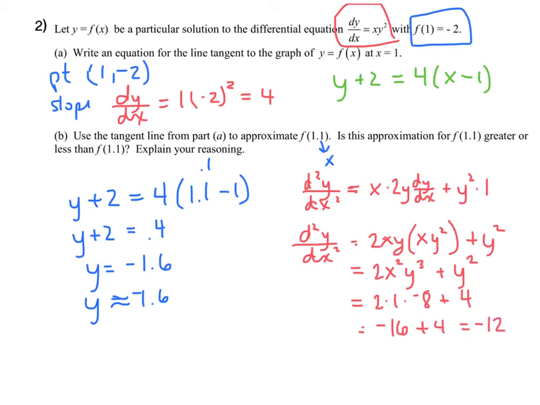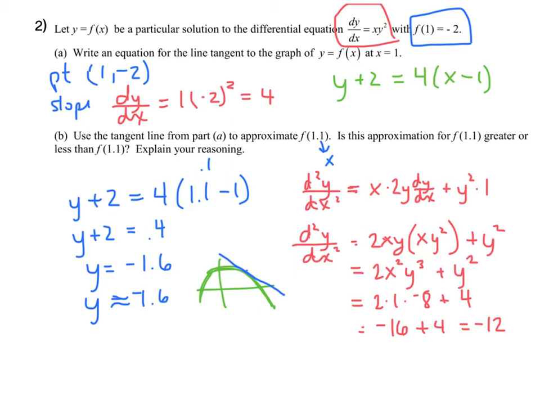So our second derivative here is a negative value, and that tells me that my graph is in fact concave down. Okay, so I have a graph that is concave down, and if I were to draw the line tangent to it at any point, that tangent line is going to be over the function, and that means it's going to be an overestimate.